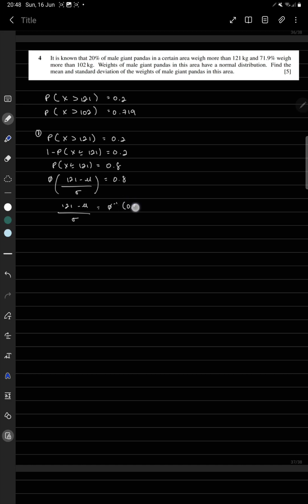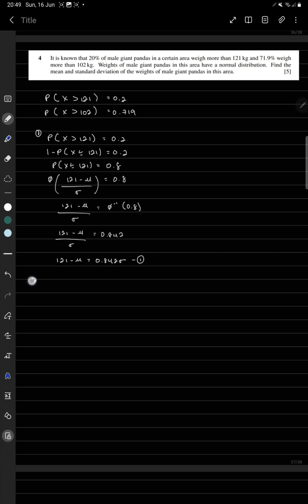So it becomes, let's say, inverse. Now what we're going to do instead is look at the z table, but instead of looking at the z values, we're looking at the probabilities inside the z table. When I looked at the z table, the closest to this is the z value of 0.842. So let's simplify this. Cross multiply, we have 121 minus mean equals 0.842 standard deviation. Let's call this equation number 1.